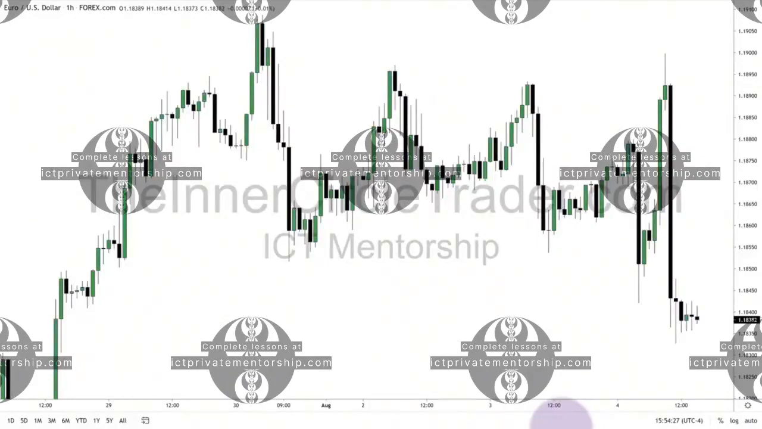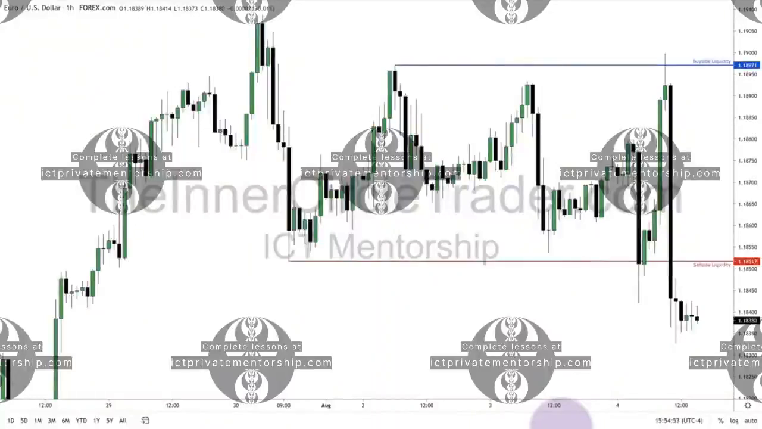So, euro dollar hourly chart. You can see how we've had a buy side liquidity pool swept and then a sell side liquidity pool attacked. So with these levels in mind, we're going to drop down to a lower time frame chart.